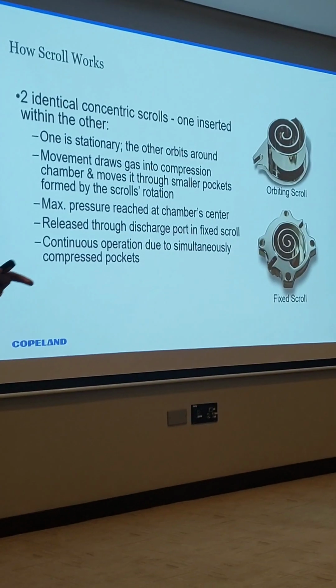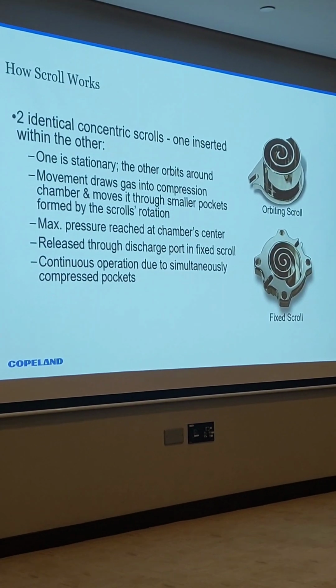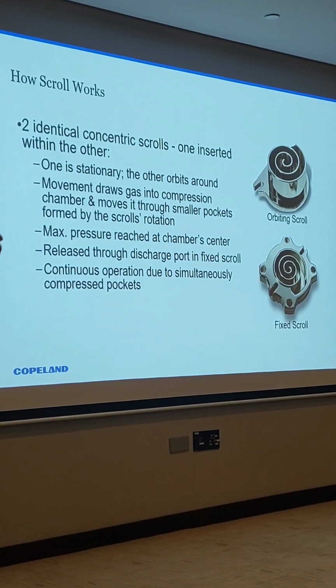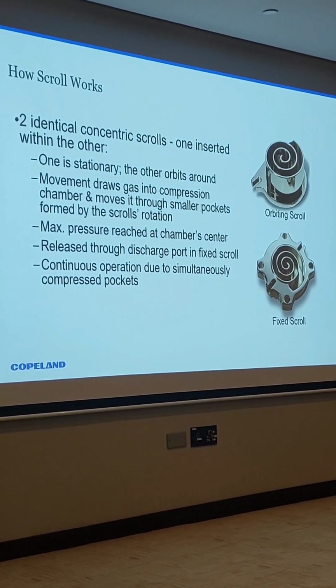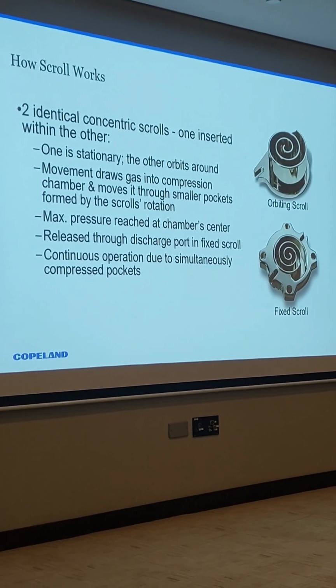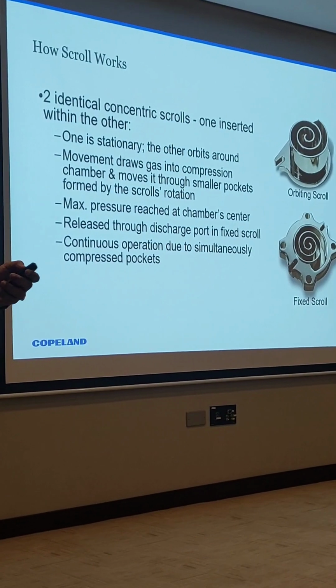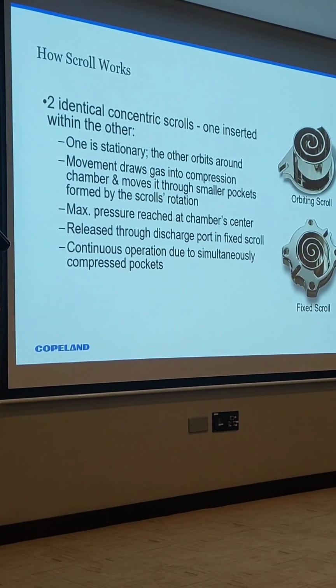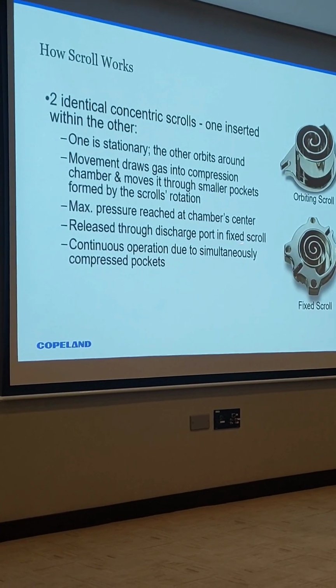For the crescent shaped pockets, the pocket volume keeps reducing towards the center. Initially it will be bigger, and as it goes towards the center, it keeps reducing. When you reduce the volume, you increase the pressure. So that's what we are doing here. We keep reducing the pocket volume, so maximum pressure will be reached at the chamber in the center, and it will get released to the discharge port.